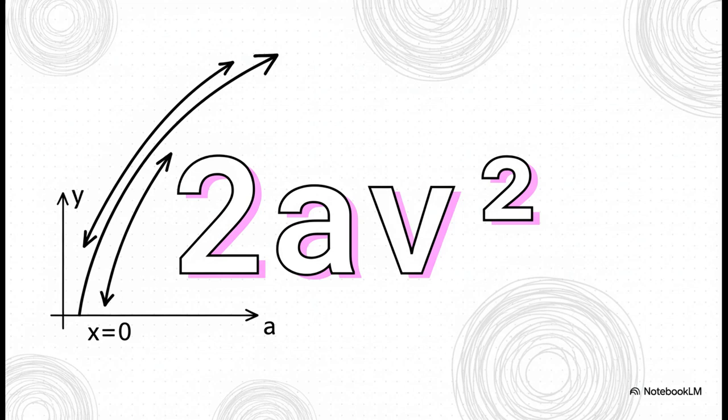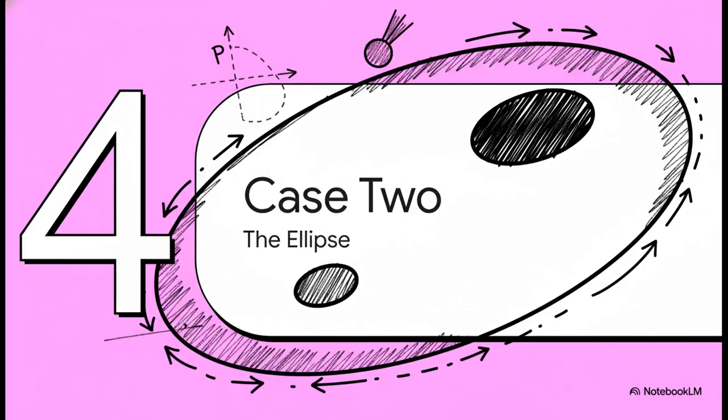At x equals 0, we're at the very bottom, the vertex of the parabola. The path is perfectly flat for an instant. That means the acceleration, that pull, has to be pointing straight up, purely in the positive y direction. Perfect. One down. Now, let's take the exact same method and apply it to the second case, the ellipse.